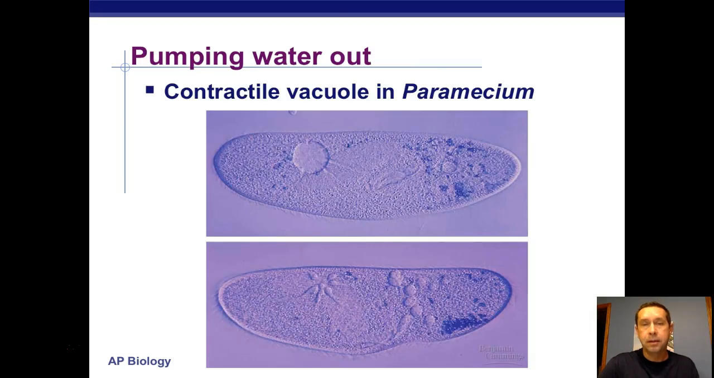Here you can see the picture. You can see the circle in the top picture there. That's the contractile vacuole filling up with water, and then you can see it in the bottom picture where it is contracted and has pumped that extra water out.